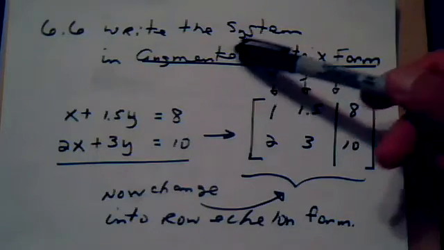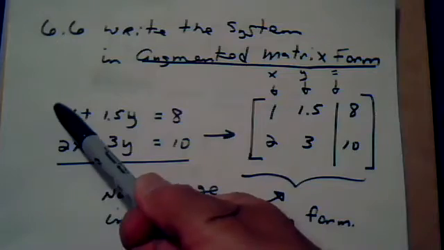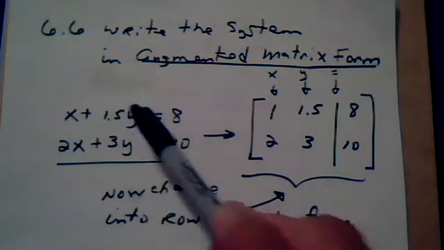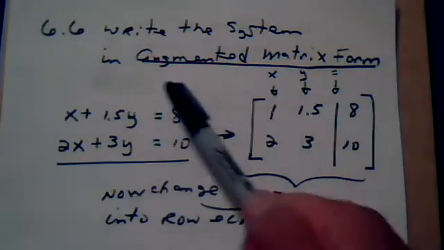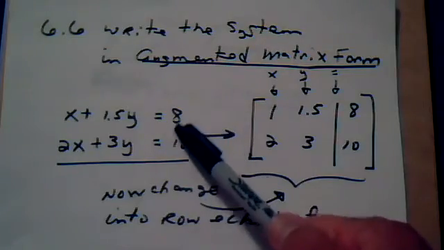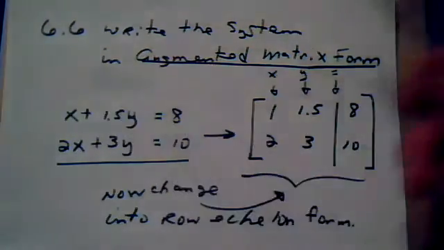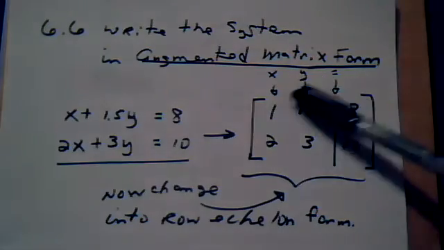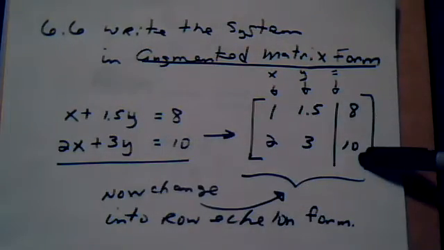So this is called an augmented matrix form. Notice that we just took the numbers in front of the letters and put them here. This line is the equal sign, and these constants are right here. These numbers in front of the letters are called coefficients. So these are the coefficients of the system, and these are the constants.